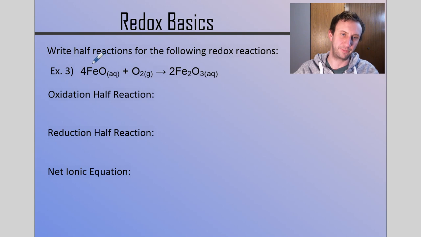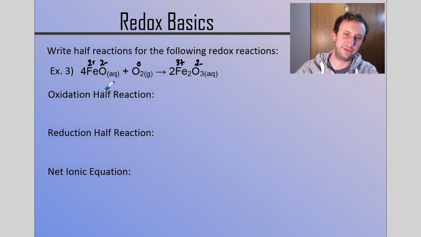So here we go. In iron 2 oxide, this is 2 positive and this is 2 negative. In oxygen, it's 0 because, again, an element. And then here I have 3 positive and 2 minus for the oxide. So if I take a look at what is going through oxidation, I'm looking at what became more positive. And the thing that became more positive is actually the iron 2. So this went through oxidation.